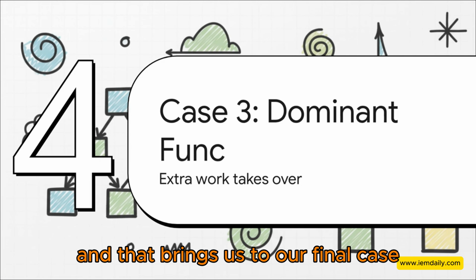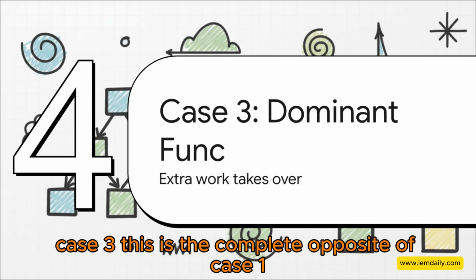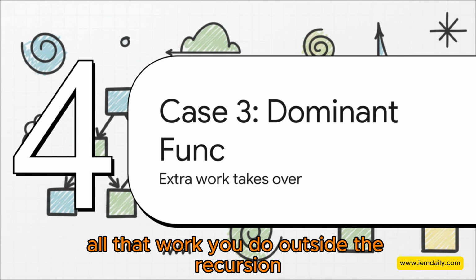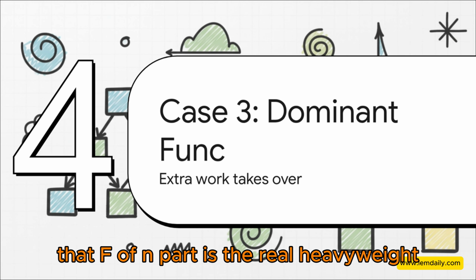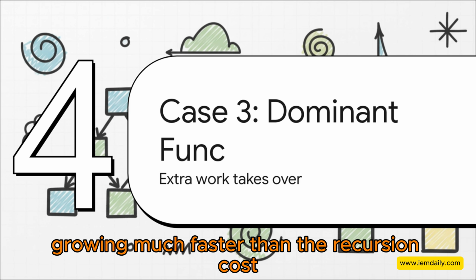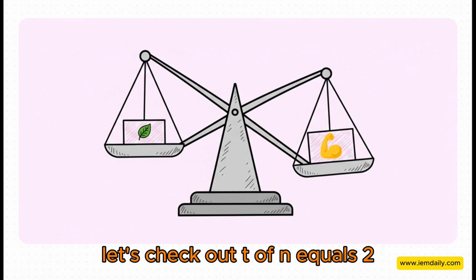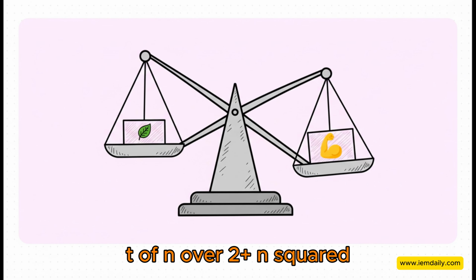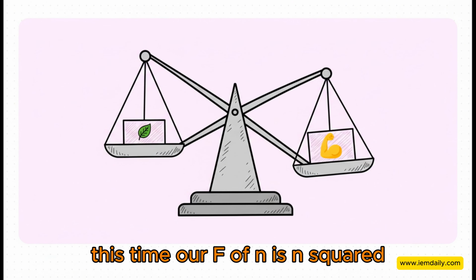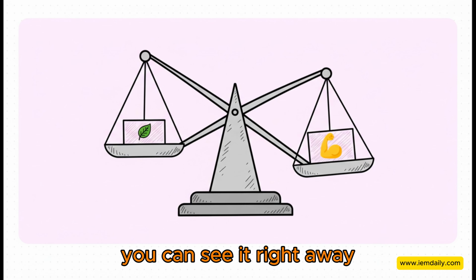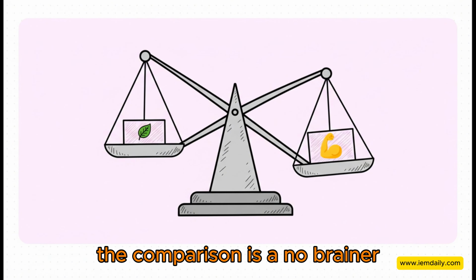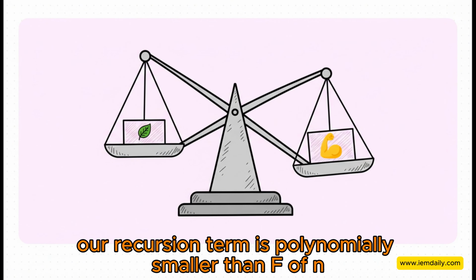And that brings us to our final case, case 3. This is the complete opposite of case 1. In this situation, all that work you do outside the recursion, that f(n) part, is the real heavyweight. It's the bottleneck of the whole operation, growing much faster than the recursion cost. Let's check out T(n) = 2T(n/2) + n squared. We already know our calculated term is n. This time, our f(n) is n squared. You can see it right away. The f(n) side is way heavier. The comparison is a no-brainer. Our recursion term is polynomially smaller than f(n).